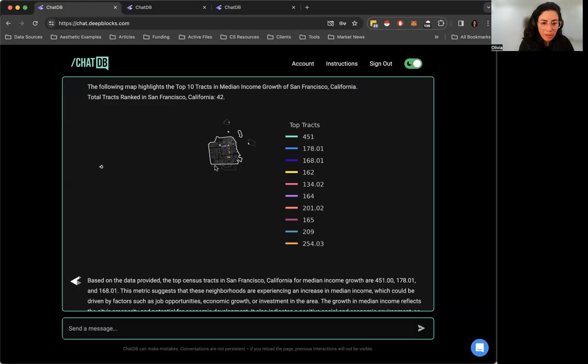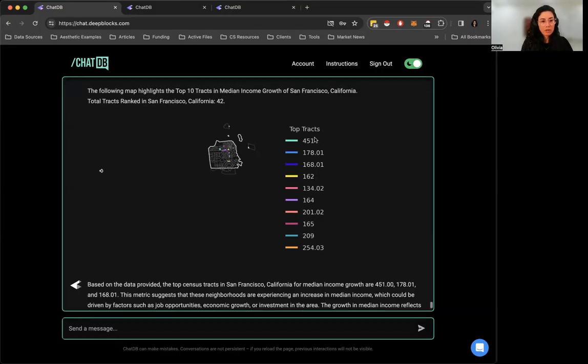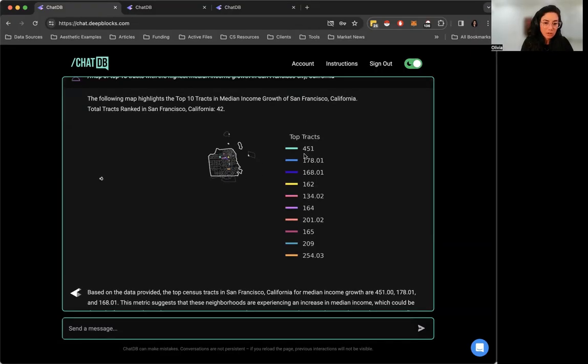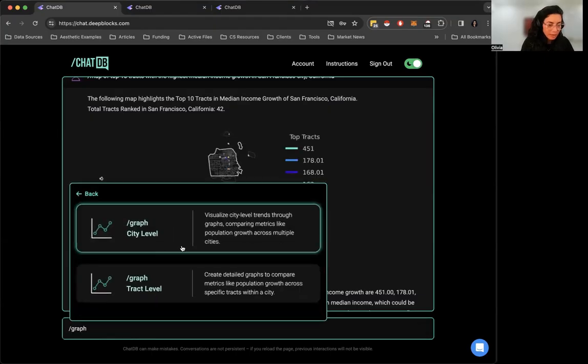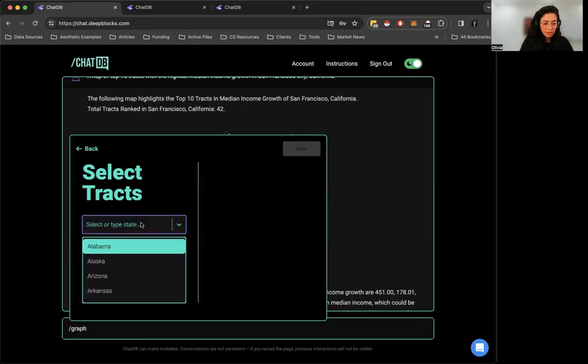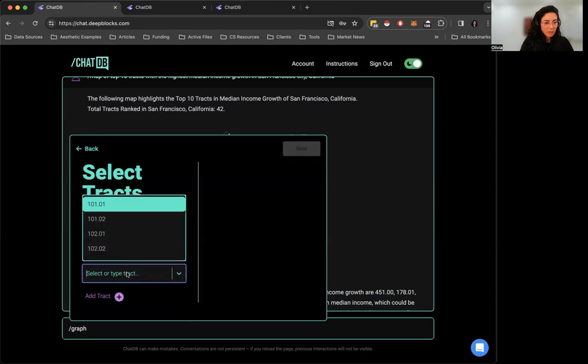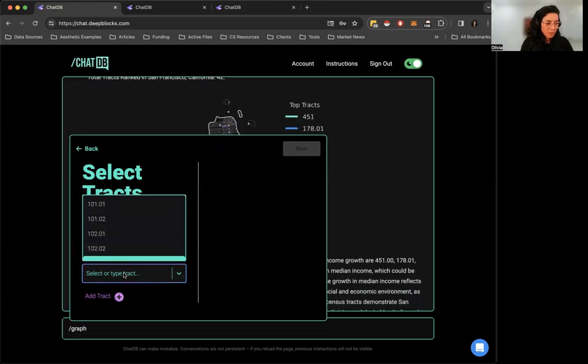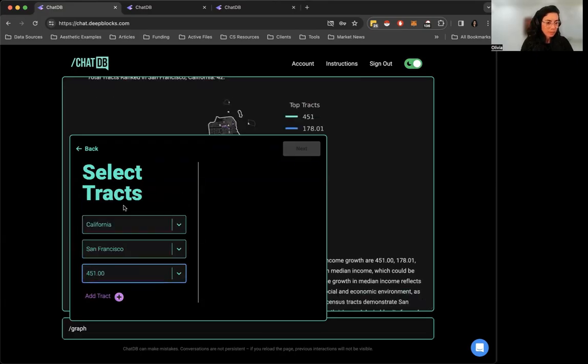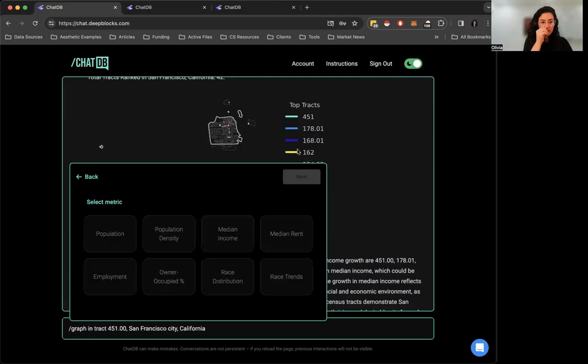So bear with us. Okay, but we know that the census tract with the highest median income is census tract 451, which is over here. And again, we'll fix this map. But now I can go to graph, and go at the tract level and go to California, go to San Francisco, and go to tract 451. And let's see how much the median income has grown.